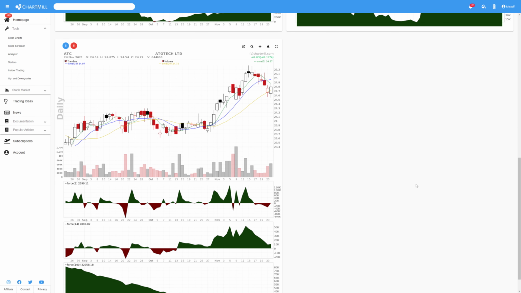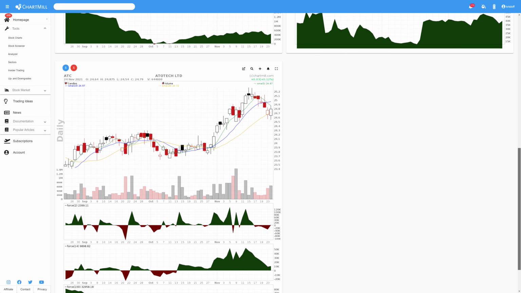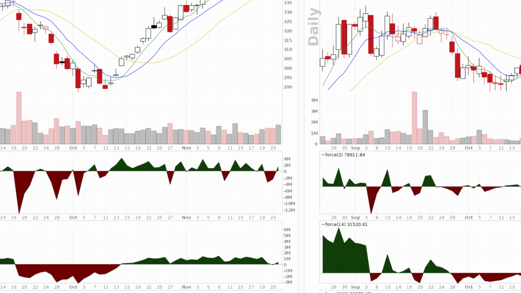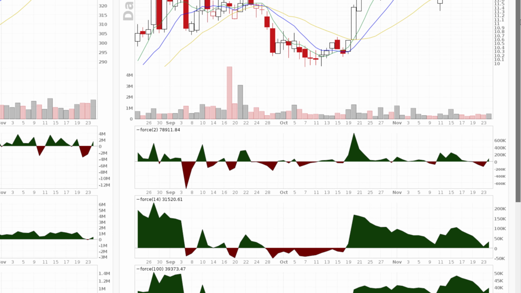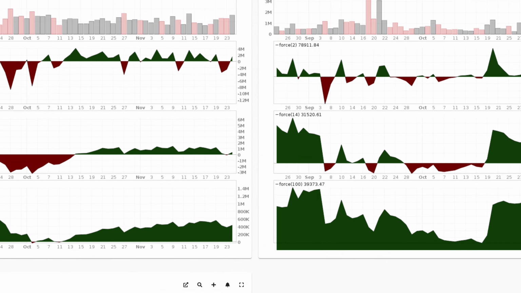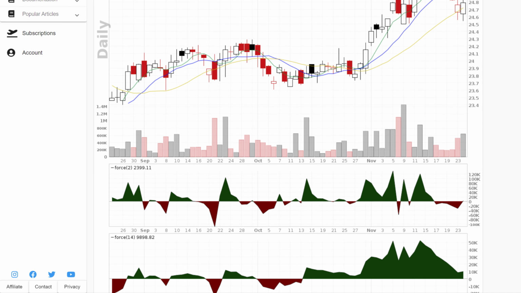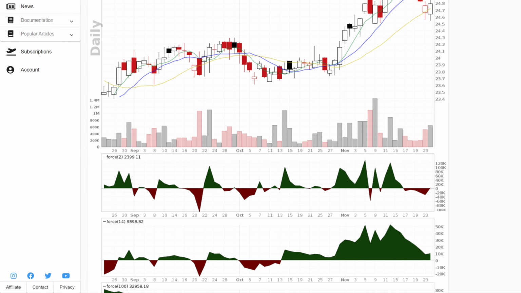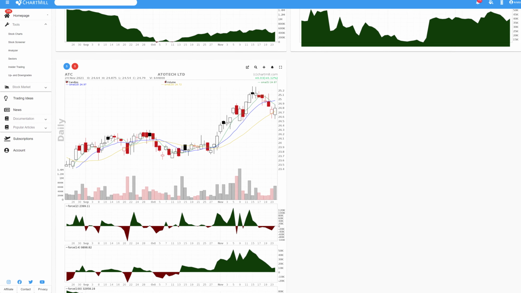So this chart shows both the force index 100 and 14 in green, and the force index 2 has just crossed the zero line from below. The same goes for this one. Both force 100 and 14 are green, force 2 just passed the zero line. And here force 100 and 14 are green and force 2 seems ready to break out above the zero line. So for these three stocks, the conditions are met to be retained as possible buy setups.